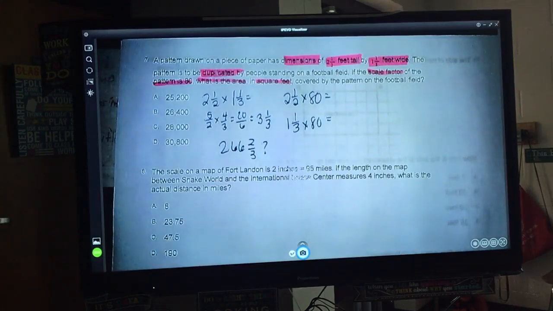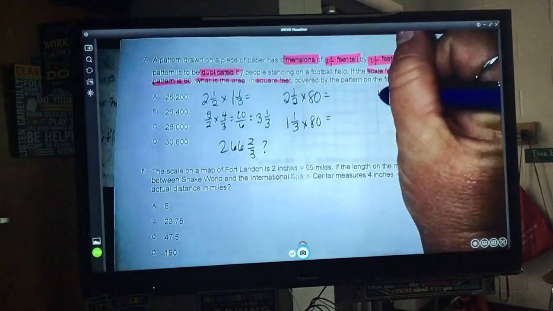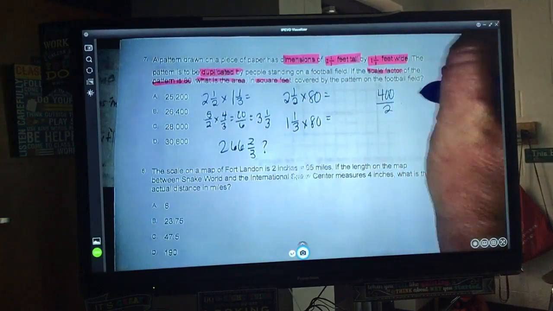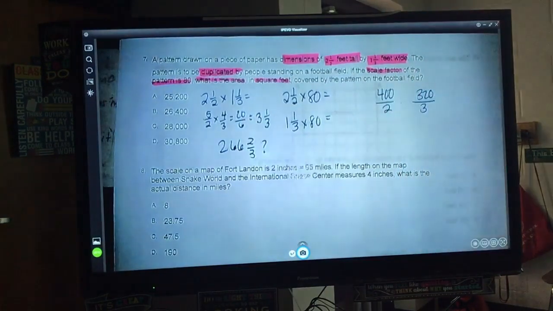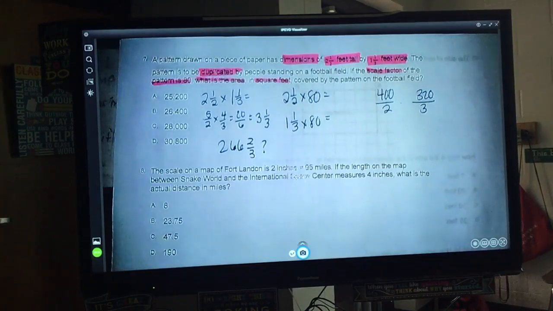Alright, so it looks like the majority of us have 200 and 106 and 2/3, correct? Now, how many of you kept it as the 320 over 3 and the 400 over 2? Yes. 200 over 2. 400 over 2. So that's what you did if you didn't simplify everything.